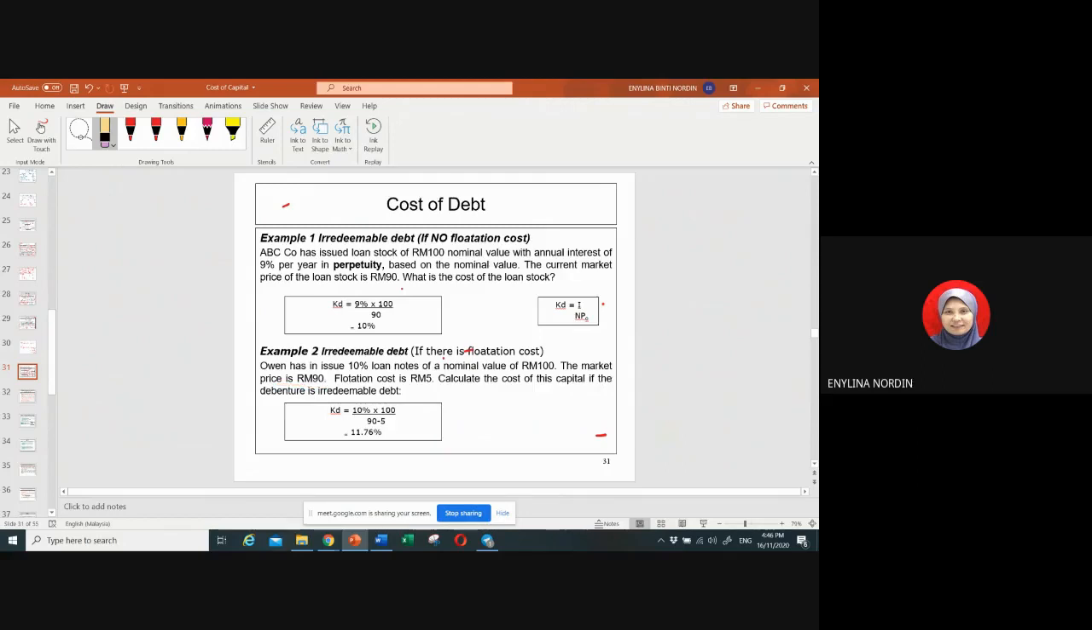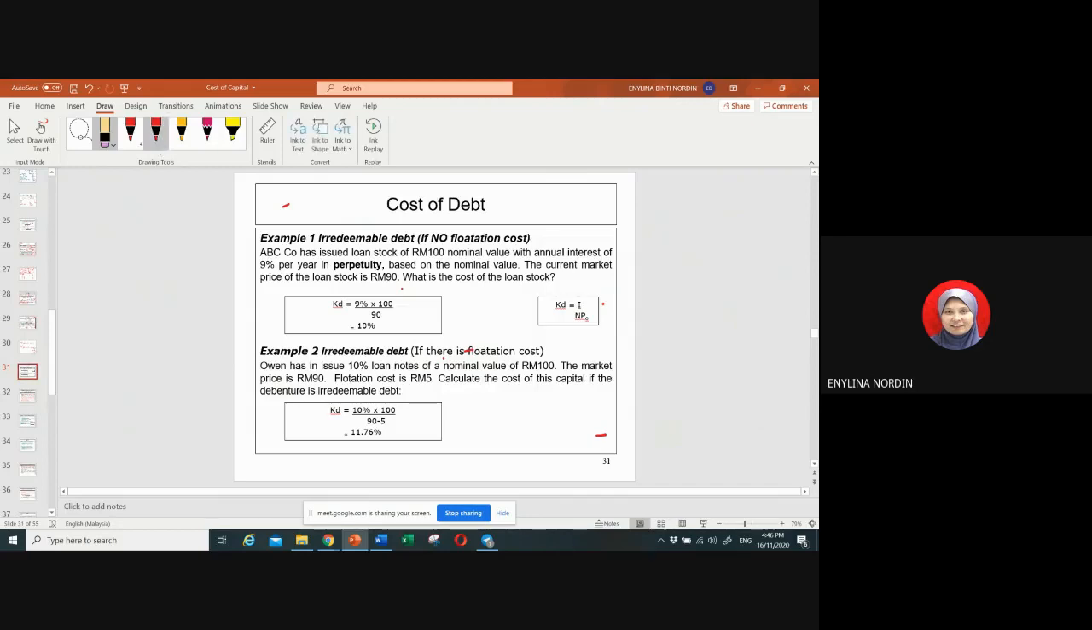Now for the first example, how do we know that the bond issued by this company is a redeemable bond or irredeemable bond? There must be a keyword. If it's a redeemable debt or redeemable bond, that means the question will mention the maturity period. But here, the example only mentions perpetuity. It does not mention redeemable or the maturity period.